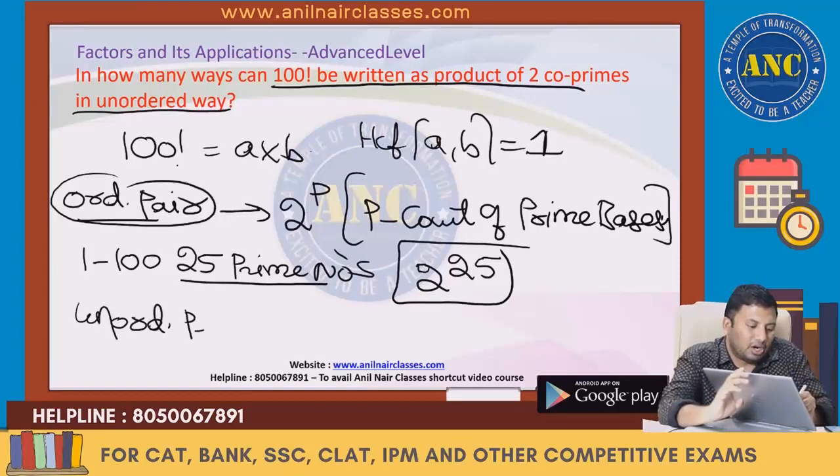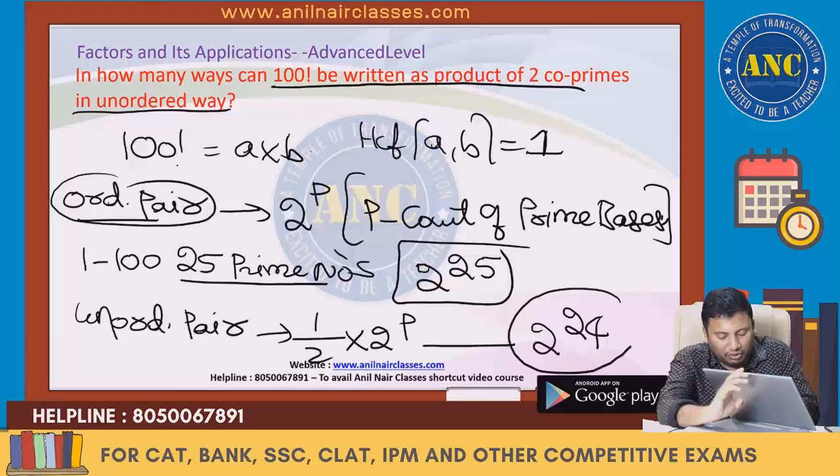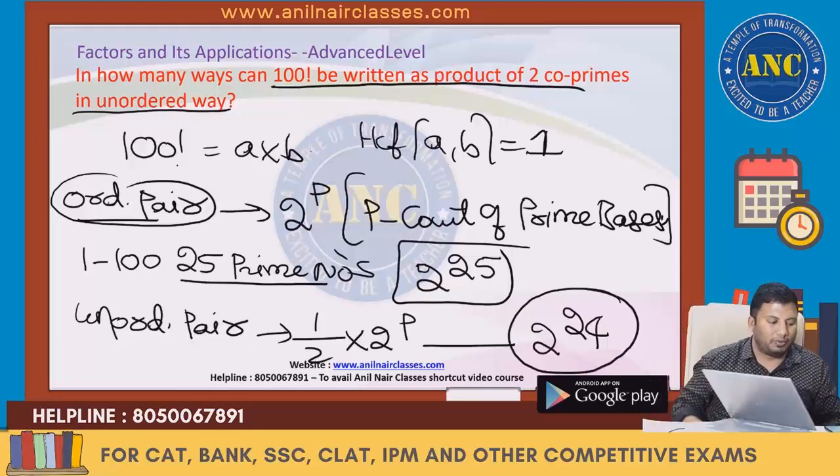If it is an unordered pair, it is half into 2 power p. This is nothing but 2 power 24.